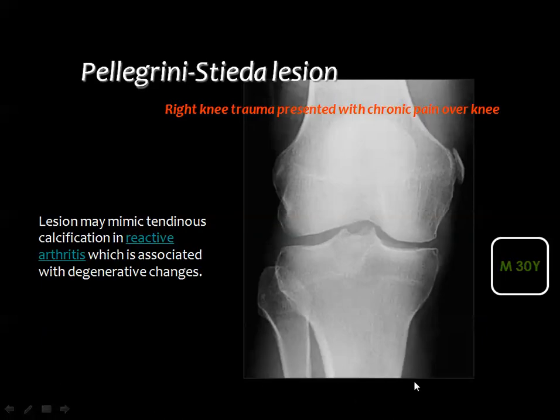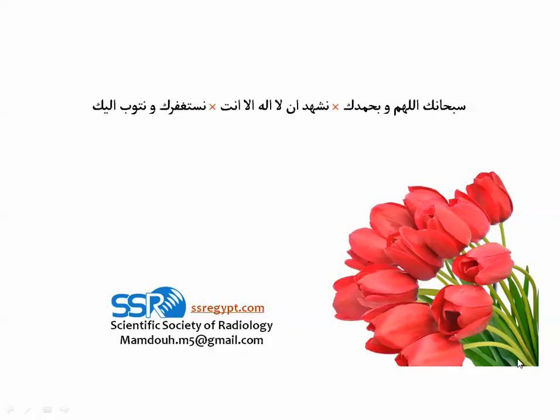And this is the classic appearance of Pellegrini-Stieda lesion with a calcified lesion along the course of the medial collateral ligament or near to the medial femoral condyle.